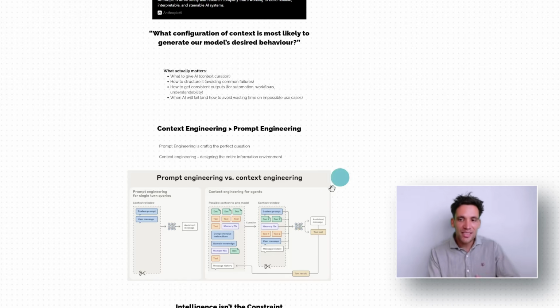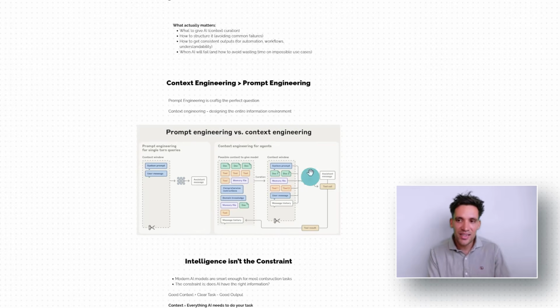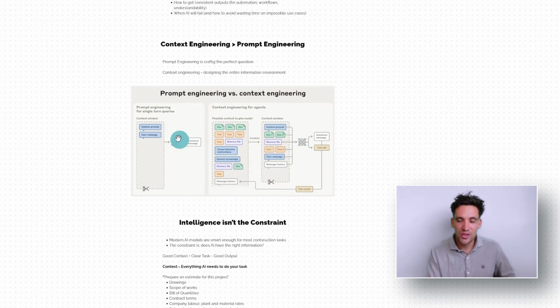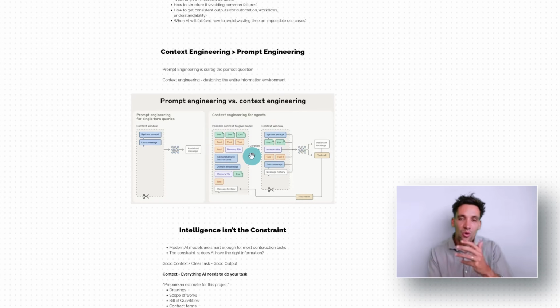Context engineering is a much broader concept, which is designing the information environment. If you think of this as quite a simple diagram, prompt engineering is all about the system prompt and the user message you provide to the AI agent. It's about optimizing just this. Context engineering is all the possible information you have. Say, for example, you're working on a construction project, you have subcontractor quotes, schedules, design drawings, all this information. How do you curate this to give the perfect set of context, which gives you the best possible outcome?